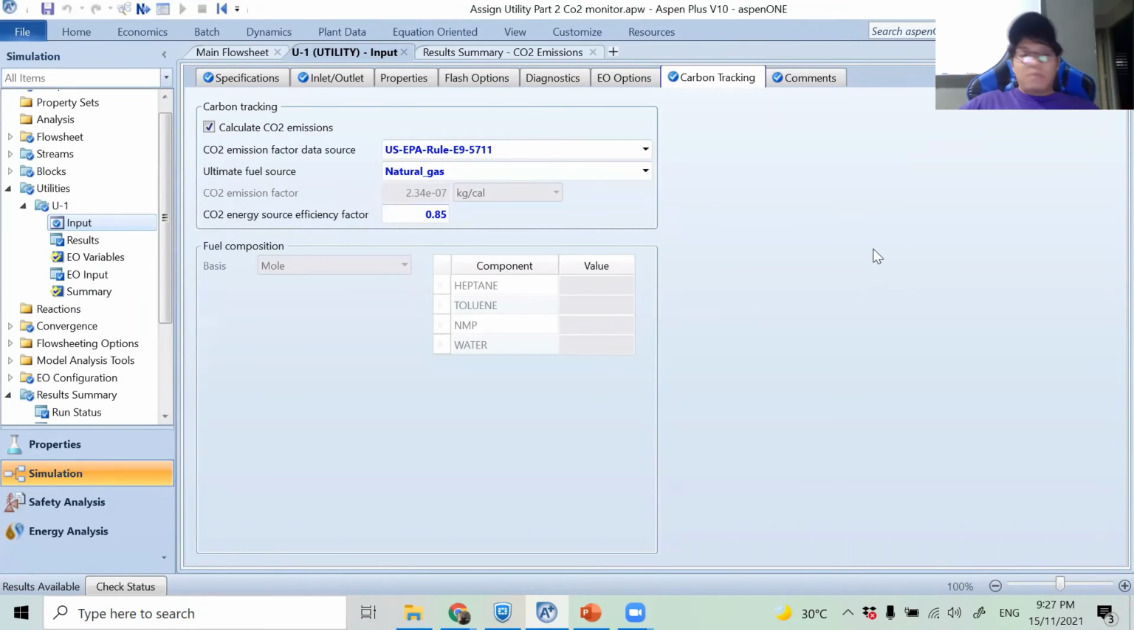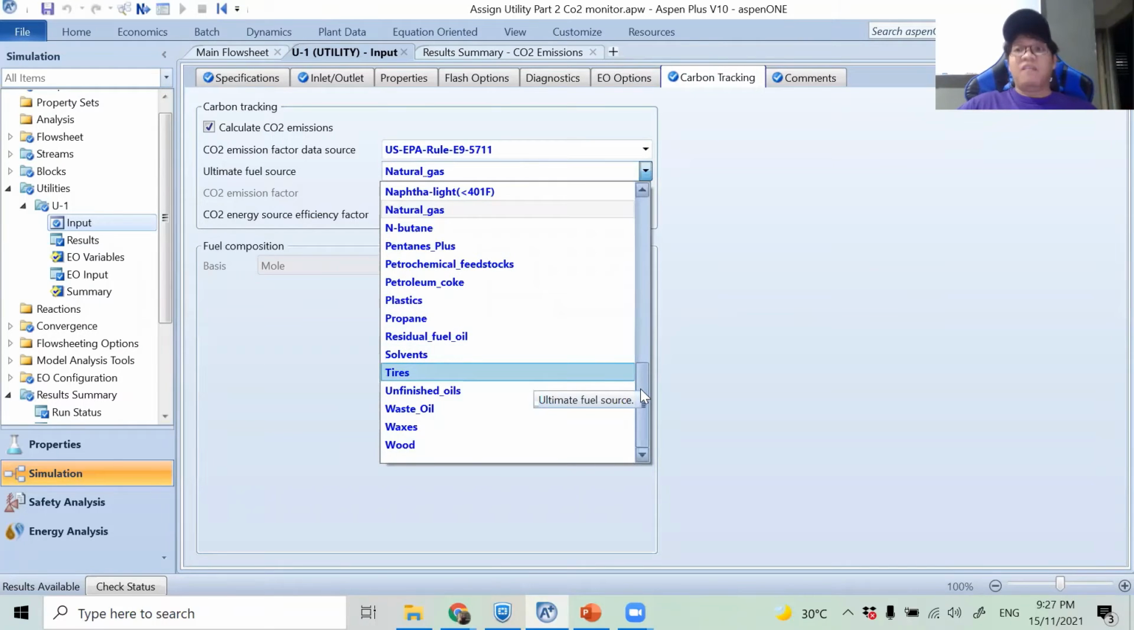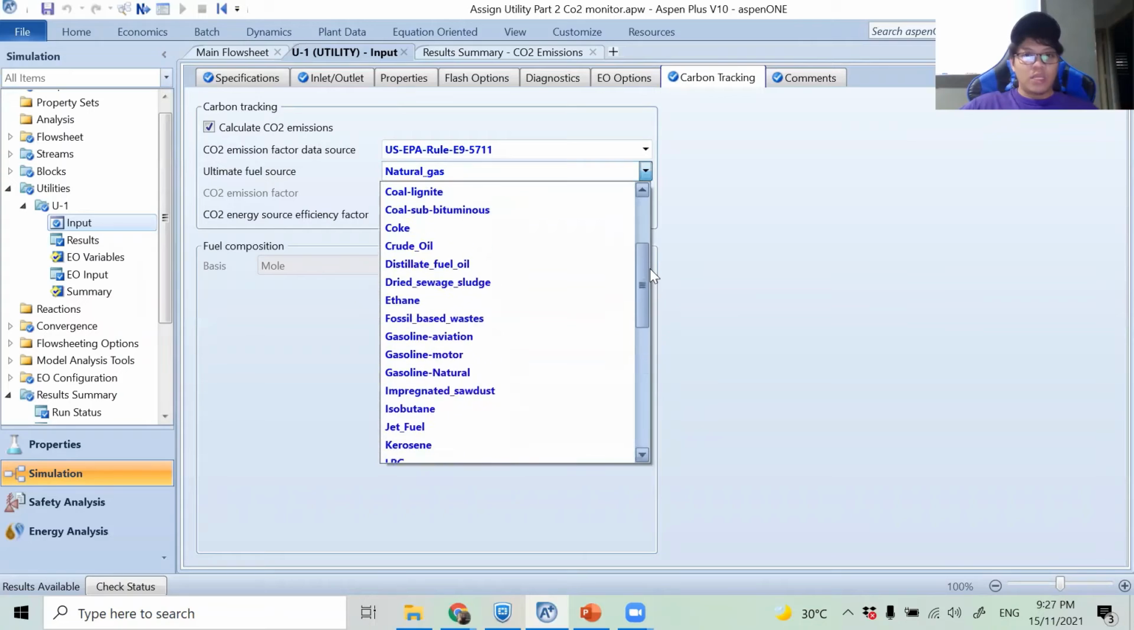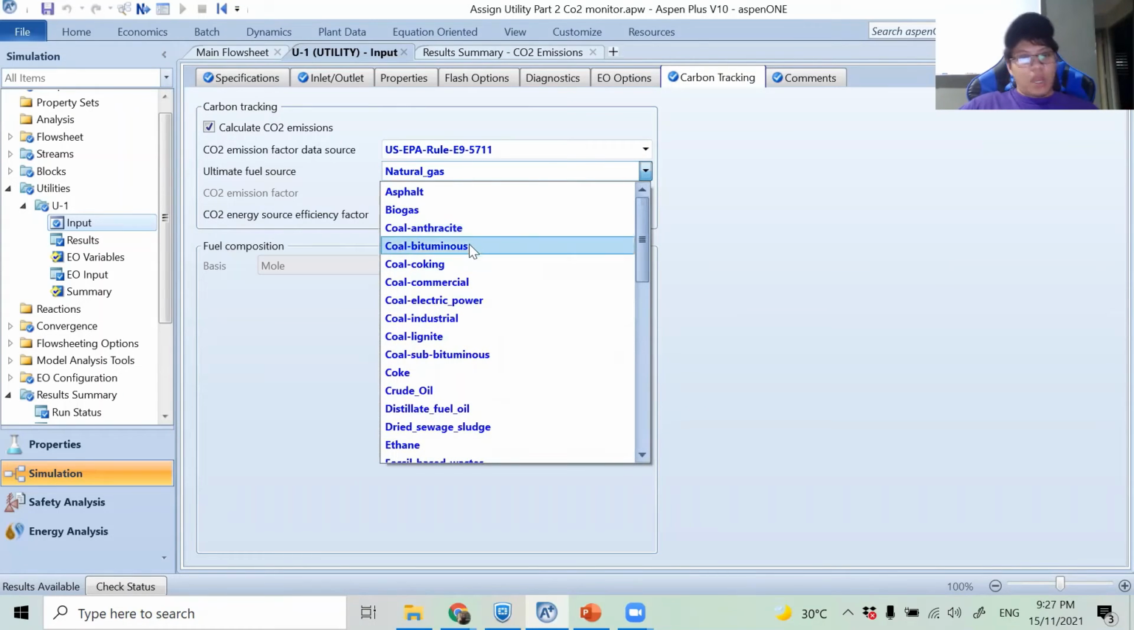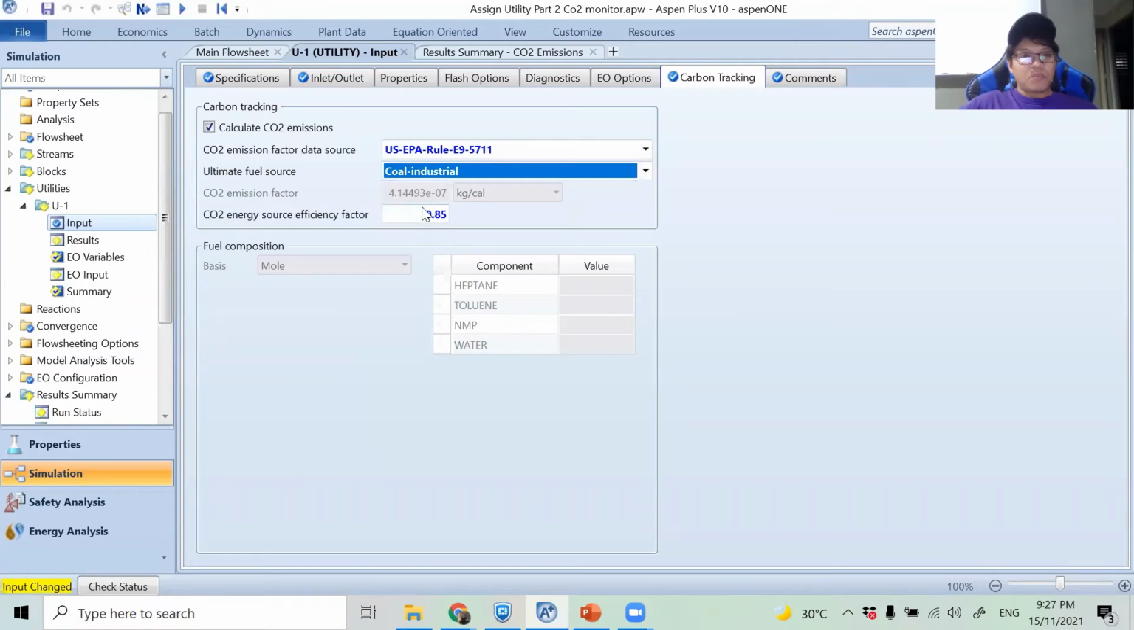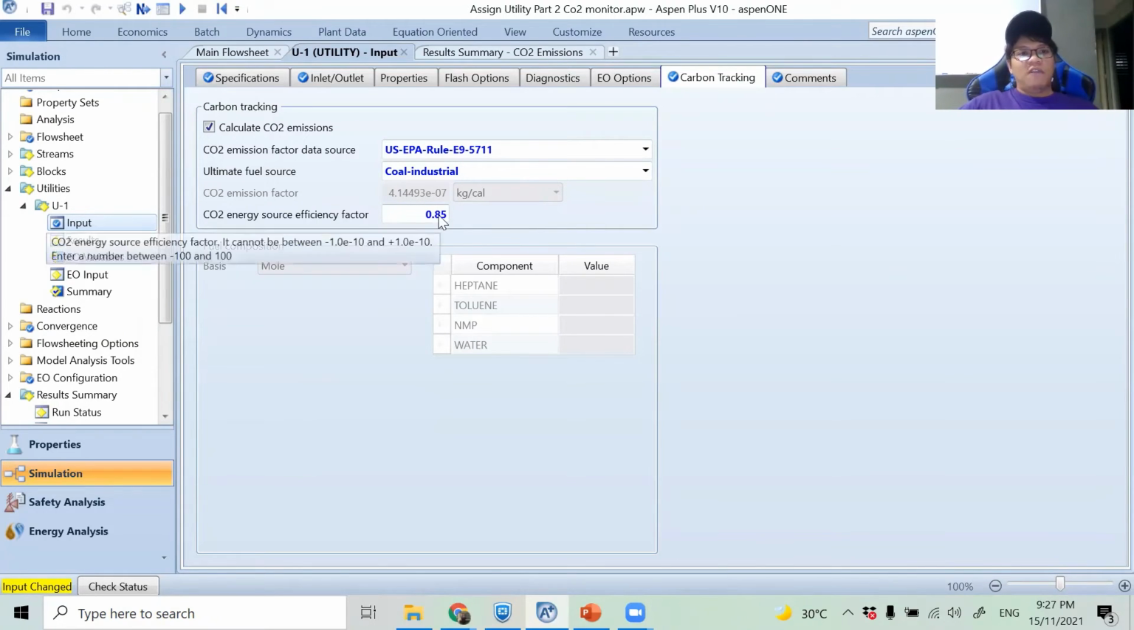So yeah, if you remember, in my process, I would like to use pulverized coal as my fuel source. So I'm going to use coal here. I'm just going to select coal. Actually, I have no idea which coal to use, but I'm just going to use industrial coal, by the way. So industrial coal, we produce around 4.145 kilograms of carbon dioxide per calorie of fuel produced. And then for the CO2 energy efficiency factors, I'm going to keep it constant because that's the boiler efficiencies.